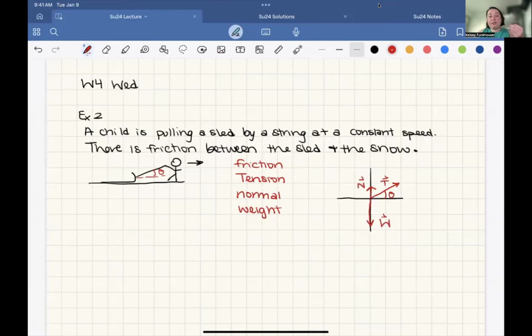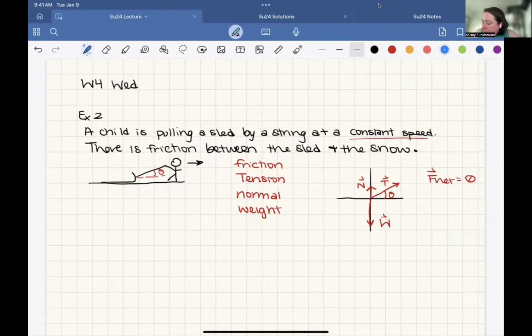And so the friction force is going to point opposite the direction of motion. We've drawn the child moving to the right, so friction is going to point to the left. And then it says at a constant speed. That means that the net force is 0. So we need to make sure the forces cancel out in the x direction too.